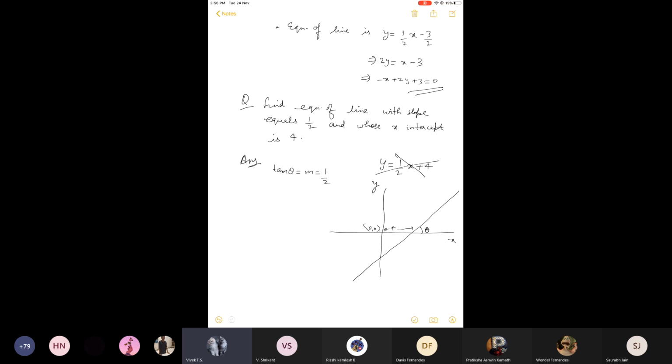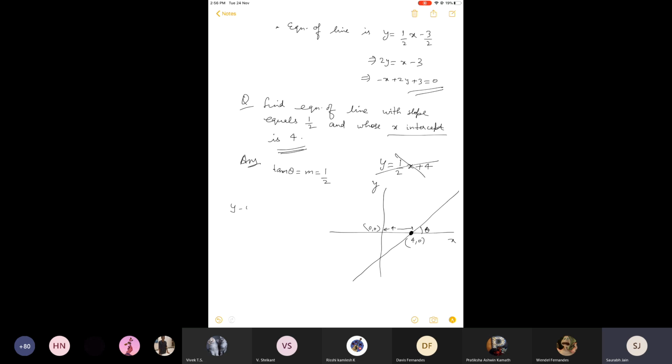4, 6. Yes, correct. Now it is okay. So when the line is cutting the x-axis at a distance of 4 units and the question it is given 4, that means plus 4. So that means in the positive direction. Because of that, you have a fixed point on the line.